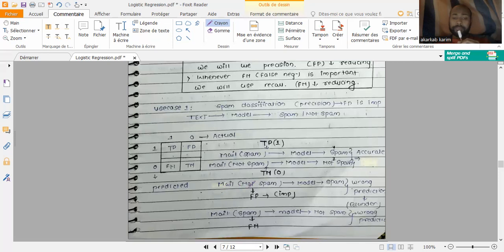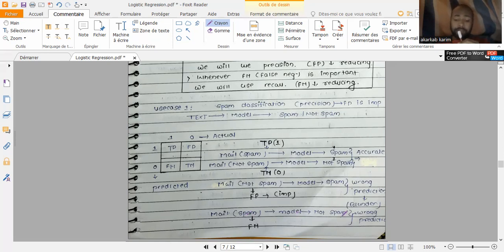Here my mail is coming and it is not spam, but it is considered as spam. That means it's not correctly predicted. We give it to my model, it's not spam, but my model considers it spam. This is a wrong prediction. And sometimes my mail is coming and it is spam, but my model considers it not spam.